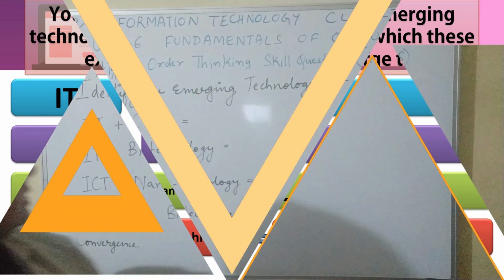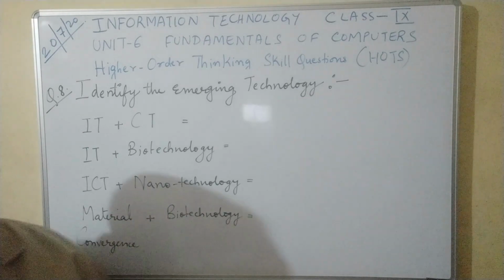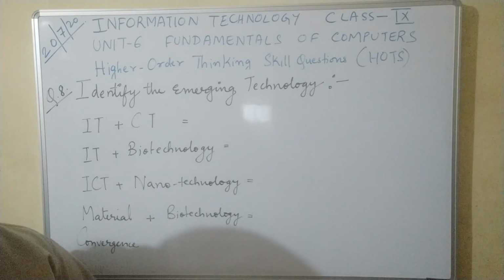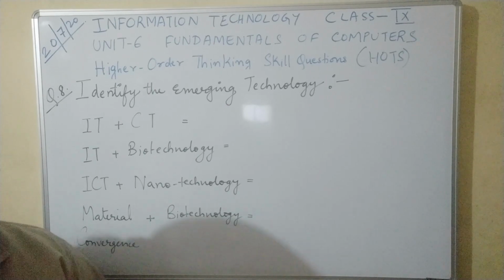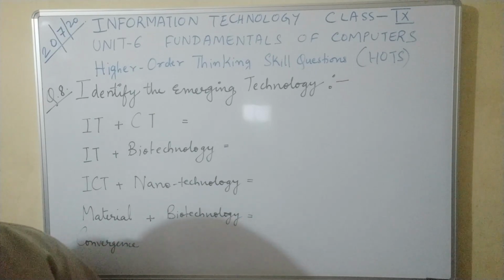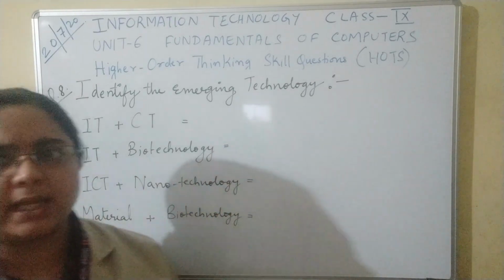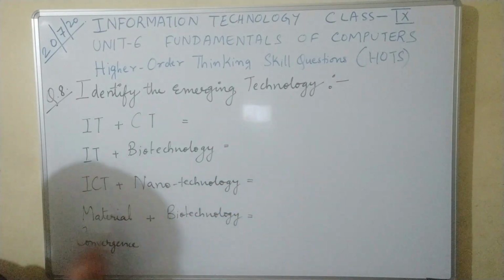Yes, our last question is question number 8. I am reading out the question. The convergence of two or more technologies results in the emergence of a new technology. In the following sentences, you are given the combination of two technologies. You have to identify the name of the emerging technology from the given options to which these existing technologies will converge to. So, you have to identify the emerging technology from these combinations.